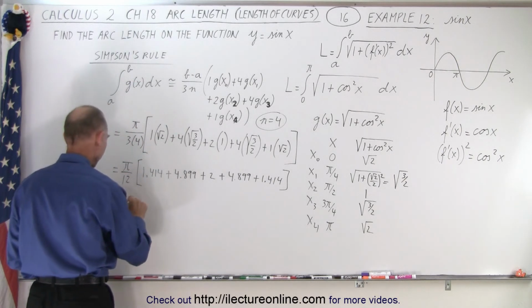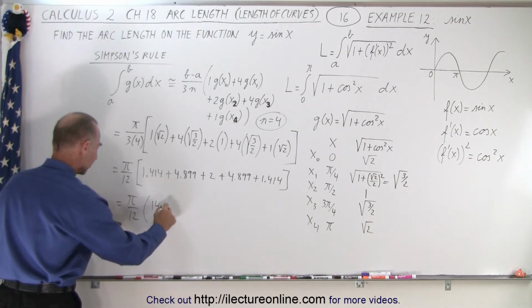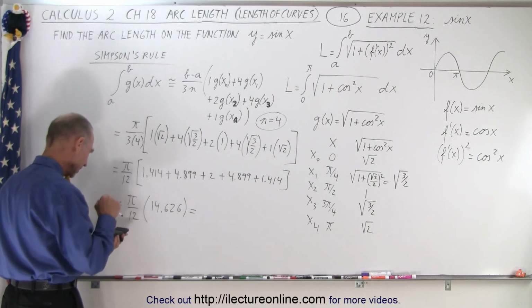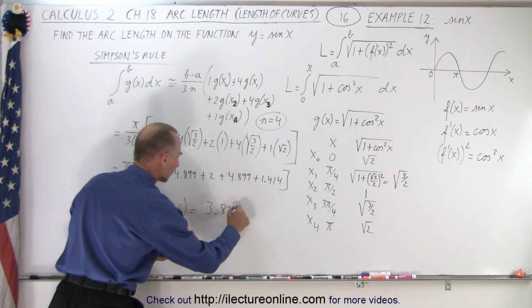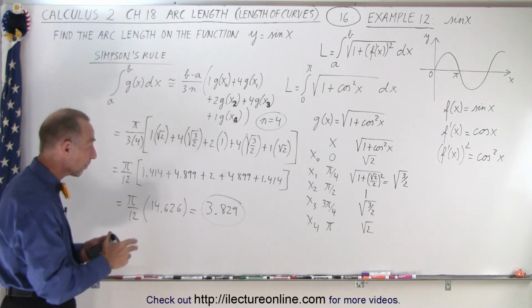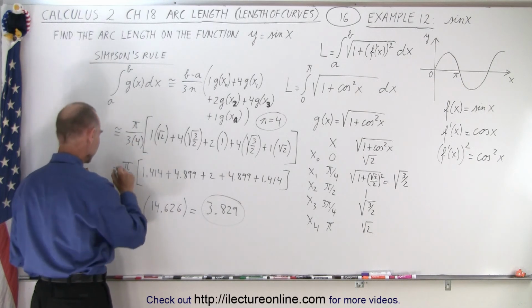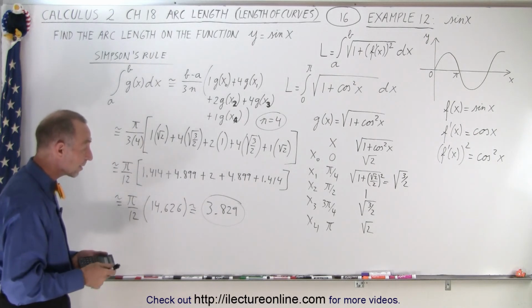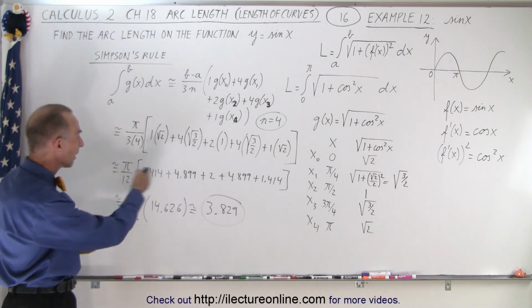So now we end up with pi divided by 12 times what I have here, 14.626, and then I end up with 3.829. So the arc length of the sine function from 0 to pi is approximately 3.829. It's approximate because it's not exact, but pretty close. Actually, when you do find the real value, it is very close to the value that we found. And so it's a pretty good method, even with n equals 4.